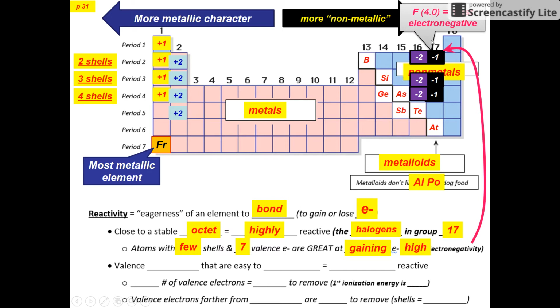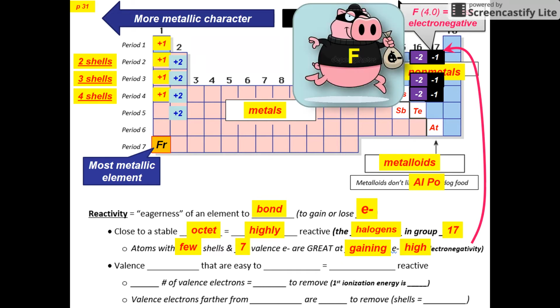Why? Because it has very few energy shells, so the nucleus is very close to the outer edge of the atom. That makes it really easy for that positive nucleus to pull 1 more electron in. So fluorine, we can think of it this way. Fluorine is like an electron hog or an electron thief. Fluorine is really good at stealing 1 electron because its positive nucleus is very close to the outer edge of the atom because it has very few energy shells, so it can easily steal 1 electron. So it's the most electronegative element.